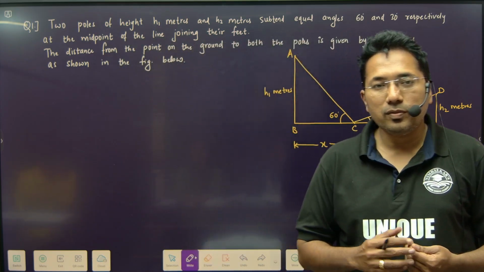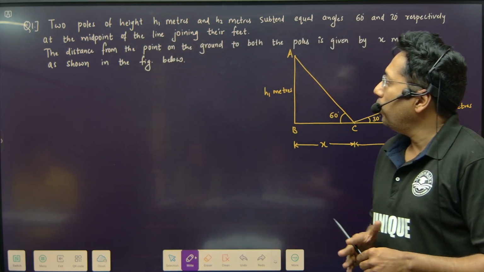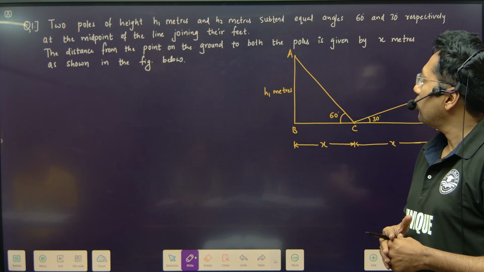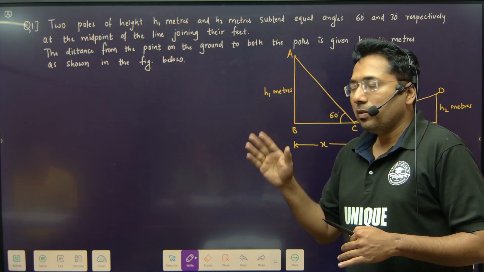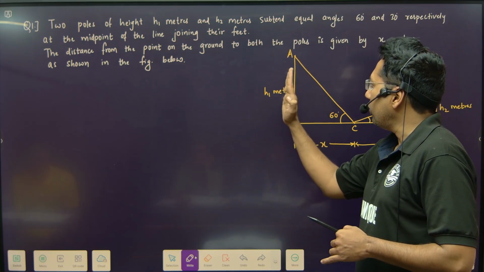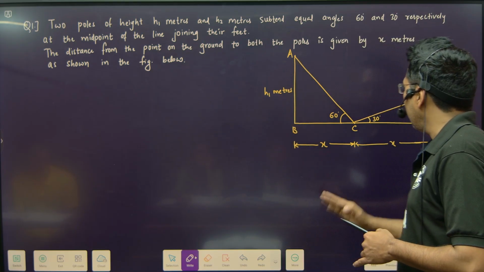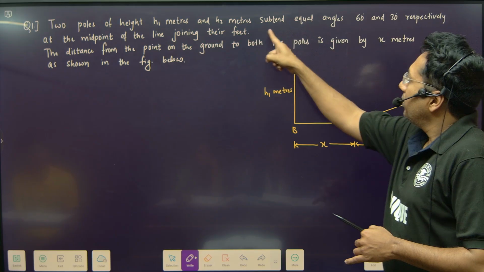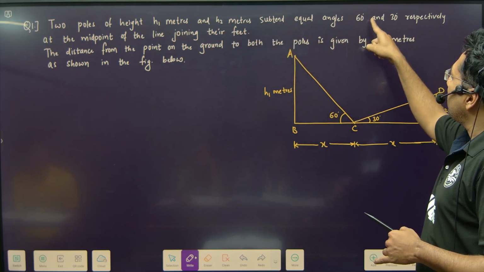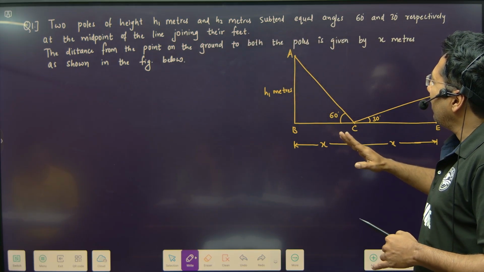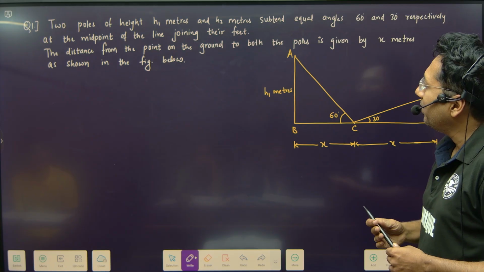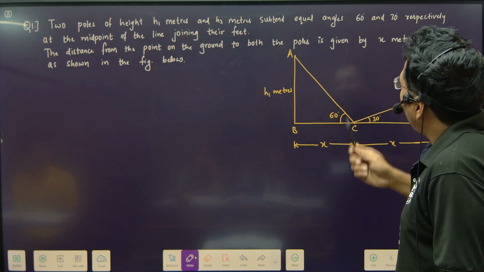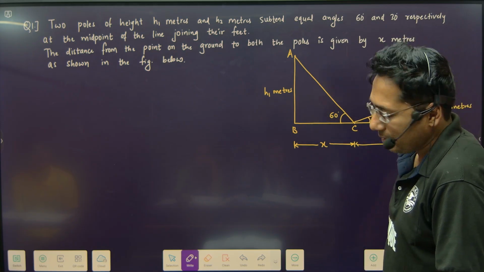Let us understand this question from the first half. Two poles of height h1 meters and h2 meters subtend equal angles of 60° and 30° respectively. There are two poles of height h1 meters and h2 meters. See, this is the first pole h1 meter, this is the second pole h2 meter. They subtend equal angles of 60° and 30° respectively. How can they subtend equal angles 60° and 30°? Okay, subtend equal angles. I think I have written it correct.